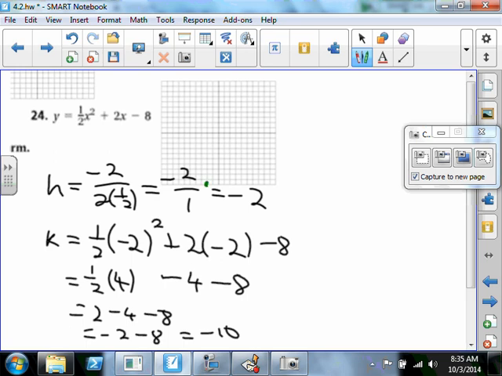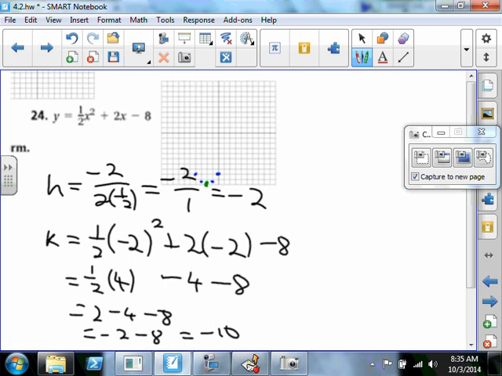So the graph's going to start down there. I'm going to go over 1 and up a half, over 1 and up a half. I'm going to go over 2 and up 2, over 2 and up 2. And hey, look, my y-intercept ended up where it should have been, didn't it? I'm going to go over 3. The parent function says let's go over 3 and up 9.